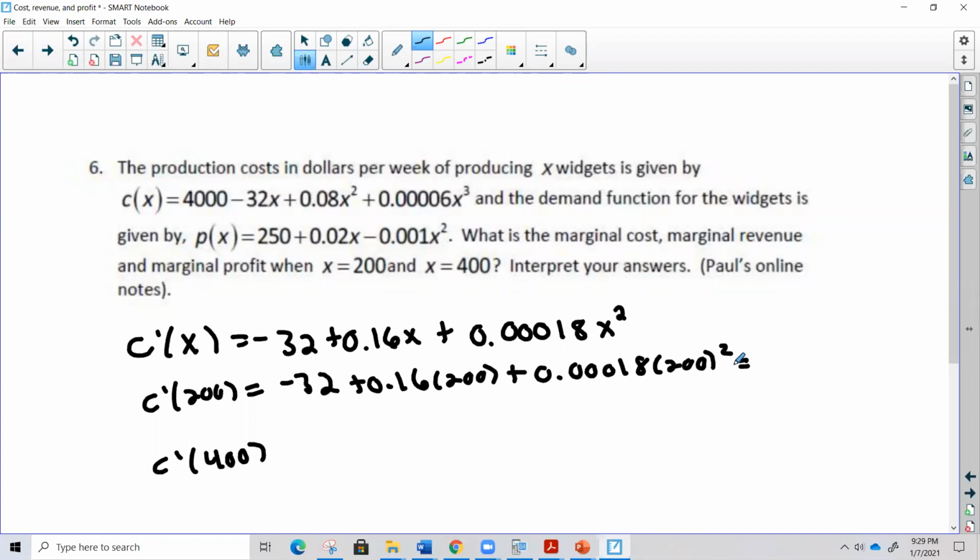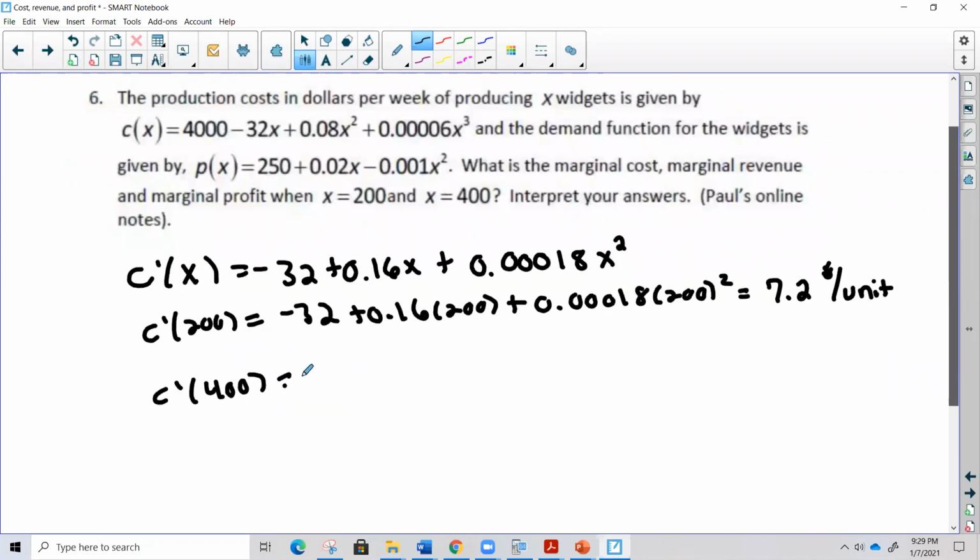And I would just type this all into your calculator at one time. And that gives me 7.2. Okay, and again, this marginal cost is in dollars per unit. So it's pretty much the cost to produce the 201st item would be $7.2.